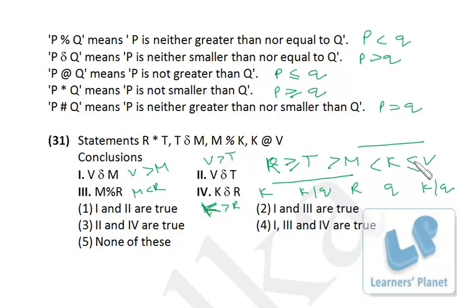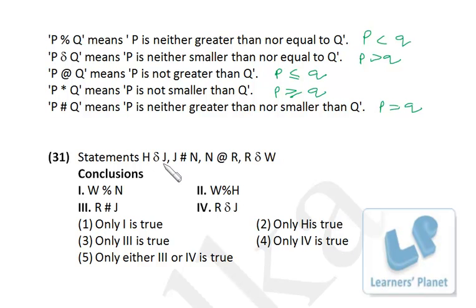So V and M, yes, they are in the same sequence. You can establish a relationship. So V is definitely greater than M. So this is true. V and T, as I told you, both of them are from different sequences. You cannot establish any relationship. M and R, yes, definitely you can establish a relationship. M is less than R for sure because R is king and M is rook. So this is correct. K and R, both of them are from different sequences, so you cannot establish any relationship. Only first and third are true. Very simply, we have done this question, right?